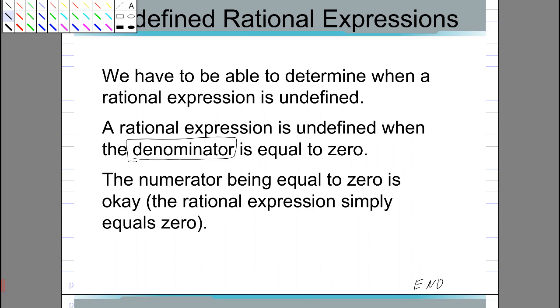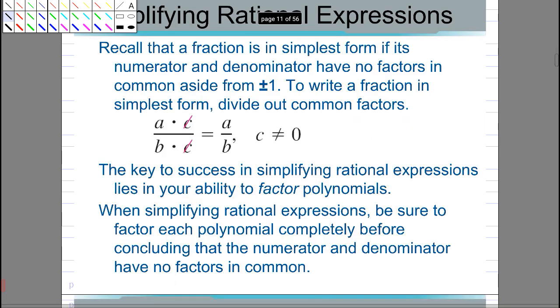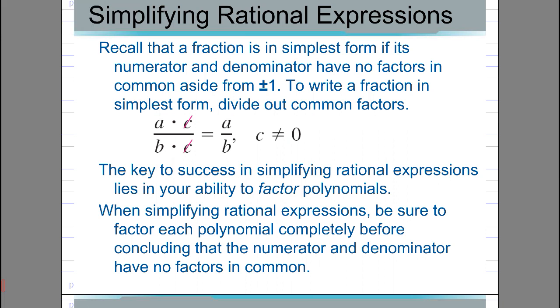Okay, let's look at a little bit of simplifying rational expressions. So we said earlier that if you have a factor that's the same on the top and bottom, we can cancel those out. Okay, so this example right here: a times c over b times c. We can cancel out our c's to get a over b, as long as what we're dividing out is not 0.